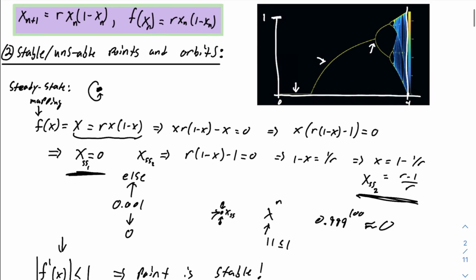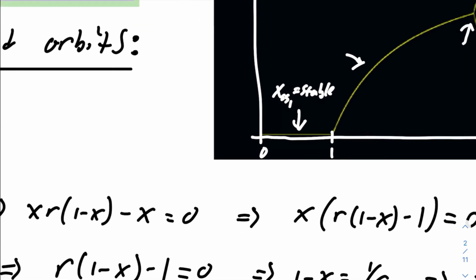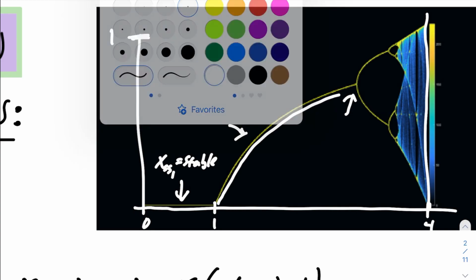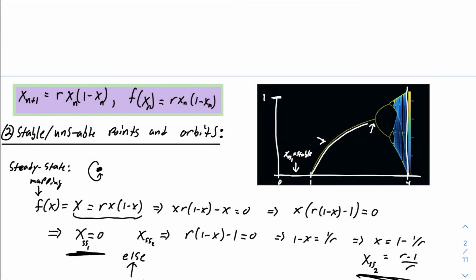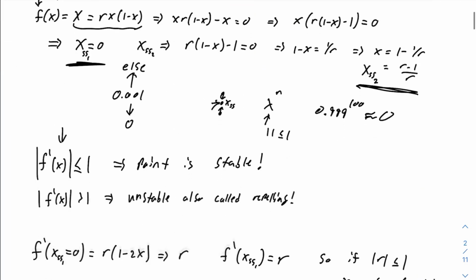Cool, and that is exactly what we see in our figure right here. From 0 to 1, our x steady state 1 is stable. And then after that, it's actually not stable, right? Because there's no value down here. It just turns blank. Okay, so I'm going to take a second break in the video, and what would you guys guess that the equation of this curve is? So the equation for this curve is going to be our x steady state 2, which equals r minus 1 all over r. Yay, happy. But let's go back and quickly prove this.